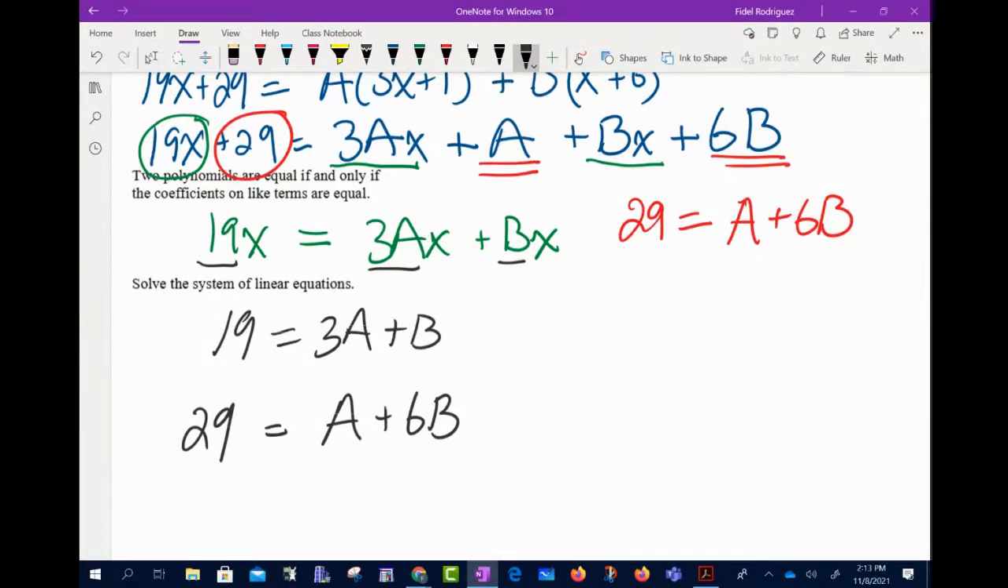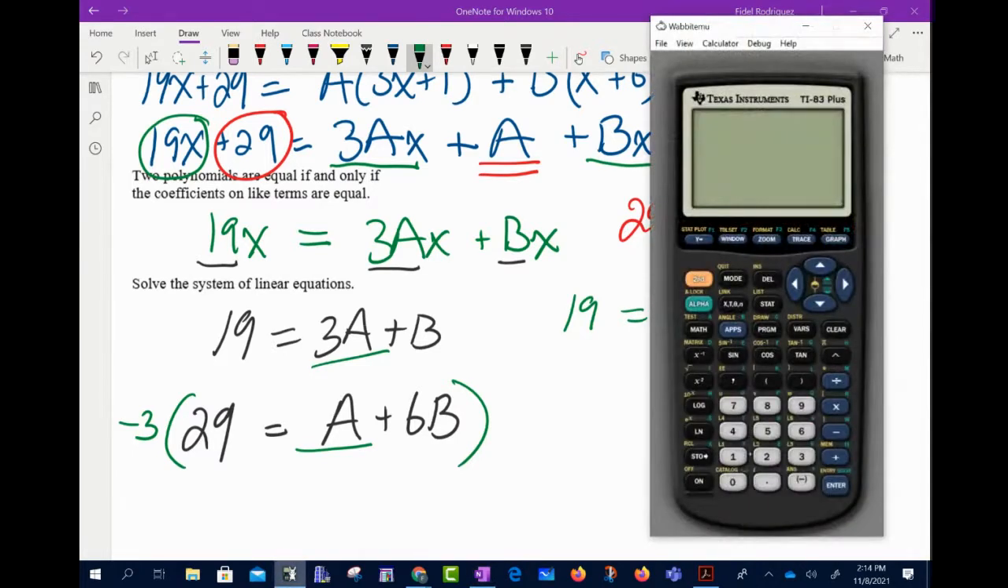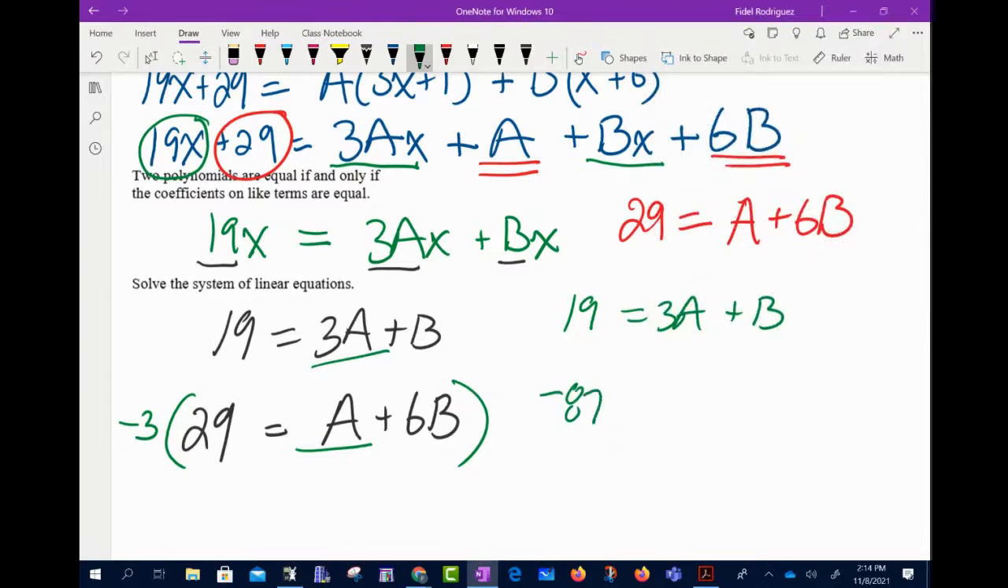So the addition or elimination method, y'all, says, I want to get the same number in front of the a's, but I want them to be opposite signs. So the fact that this one has a 3, I would really like this one here to have a negative 3, okay? So look, if we multiply everything here by a negative 3, I'm going to leave the first equation alone. 19 equals 3a plus b. And I'm going to take my calculator so we can figure out what is 29 times negative 3, negative 87, okay? So negative 87 equals negative 3 times a is a negative 3a, negative 3 times the 6b is a negative 18b.